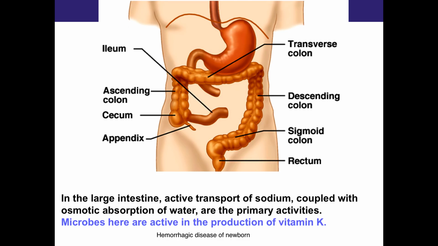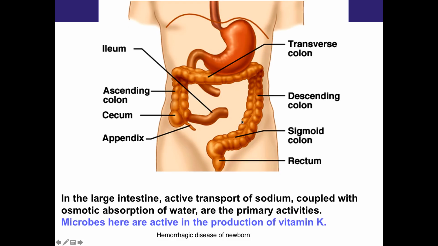All right, colon. We'll go through this really quickly. Ascending, transverse, descending, sigmoid, rectum, and anus. So do know this structure, this simple diagram as well. You do have a lot of microbes that are in the colon.